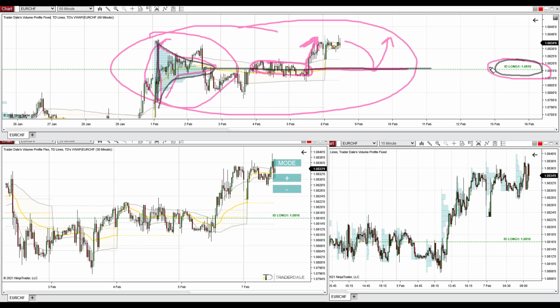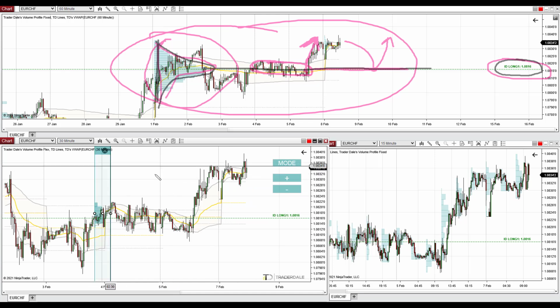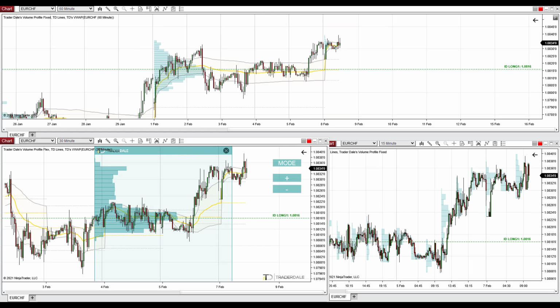1.0816. Now the level is also nicely visible if you look, for example, on the flexible volume profile. Let me draw the profile over the last rotation which took place before the strong buying activity in here. Those are the volumes. This is the weekly point of control right there. This is the place. So that's the new support on the Euro Swiss franc.